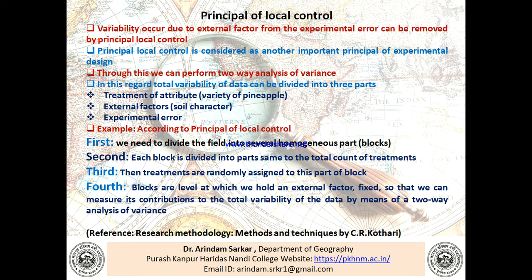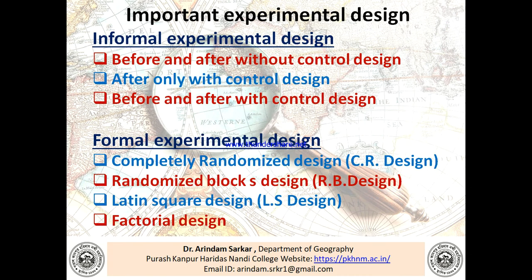There are several steps. In the first step, we divide the field into several homogeneous parts, which are called blocks. In the second step, each block is divided into parts equal to the total count of treatments. Third, the treatments are randomly assigned to these parts of the block. And the fourth step: blocks are the level at which we hold the external factor fixed, so that we can measure its contribution to the total variability of data by means of a two-way analysis of variance.